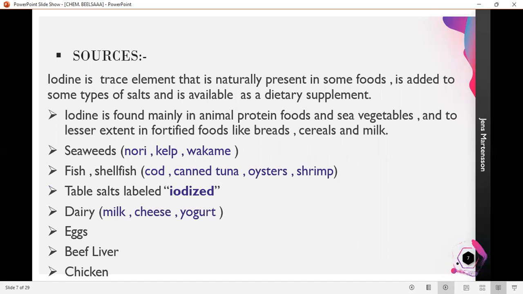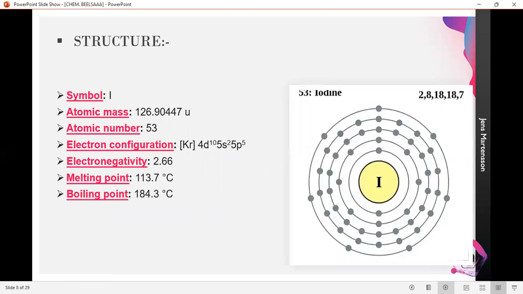Sources. Iodine is a trace element that is naturally present in some foods, is added to some types of salts, and is available as a dietary supplement. Iodine is found mainly in animal protein foods and sea vegetables, and to a lesser extent in fortified foods like bread, cereals, and milk. It is found in seaweeds, fish, shellfish, table salt labeled iodized, dairy, eggs, beef liver, and chicken.